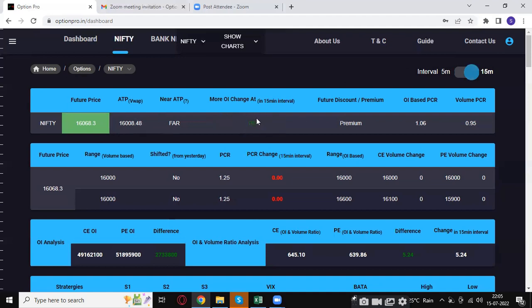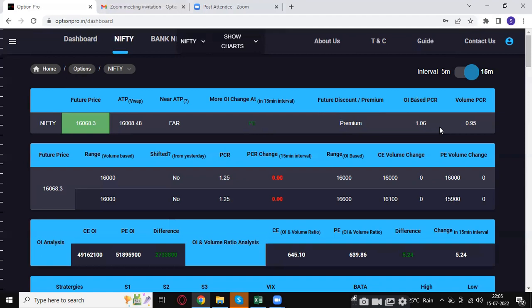So this is one indicator which we discussed on the dashboard. If more is happening on the P side, then it is positive. If it is happening on the C side, then it's negative. You can see that P is in green, so it is positive. If it's C here, then it will be negative, in red color. Again, if the future is at a premium, then it is positive. If it is at a discount, then it is a negative trend. So it's one more indicator.